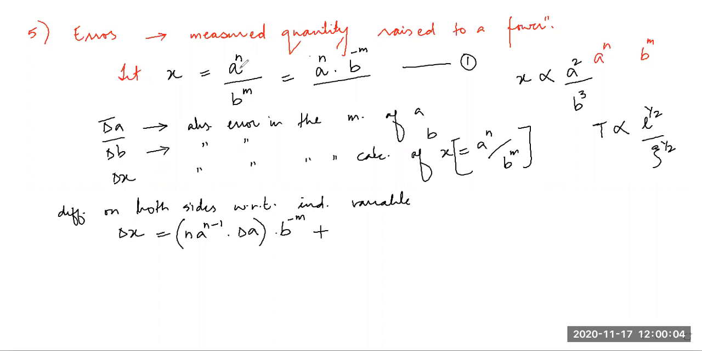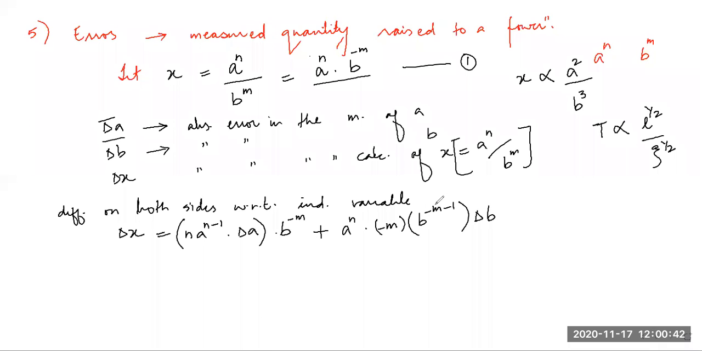Now I will differentiate this one and not touch the other. So it will be a raised to power n, which I will not touch, just like last time I didn't touch b raised to power minus m, into the differentiation of b raised to power minus m, which is minus m into b raised to power minus m minus 1. Is it right, students? I will add delta b now because I have differentiated b. This becomes delta x, this becomes delta a, and this becomes delta b.